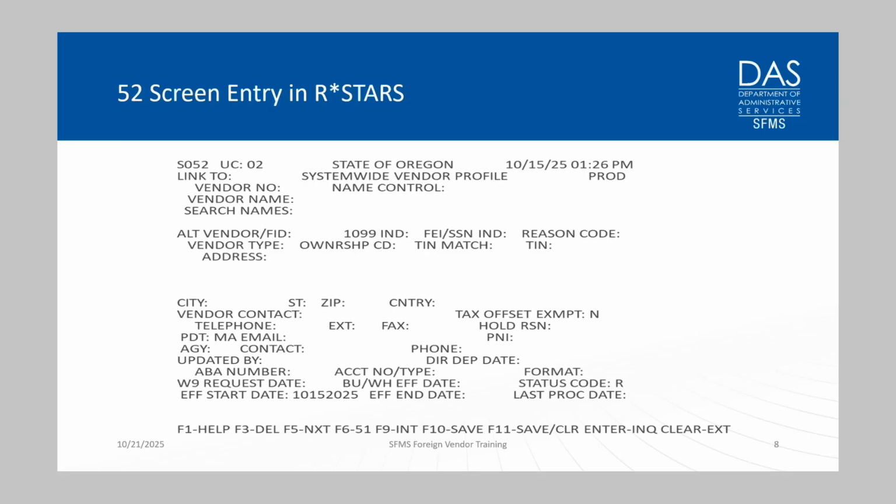This is your basic 52 screen, and this is what you're staring at before you enter a vendor. You'll notice that it has the vendor number, name control, all of that. So 52. I'm hoping you're used to seeing these screens.